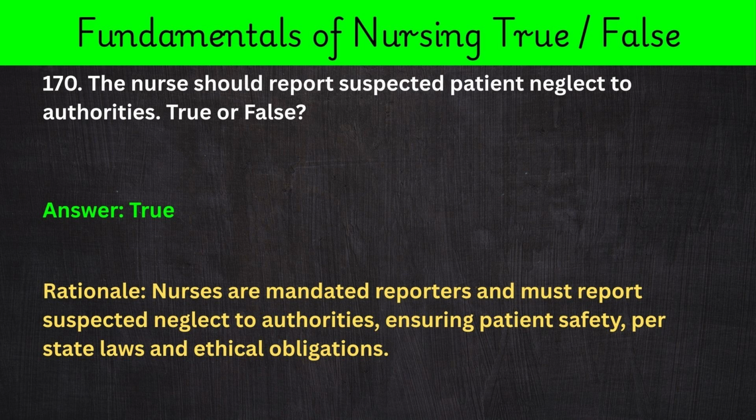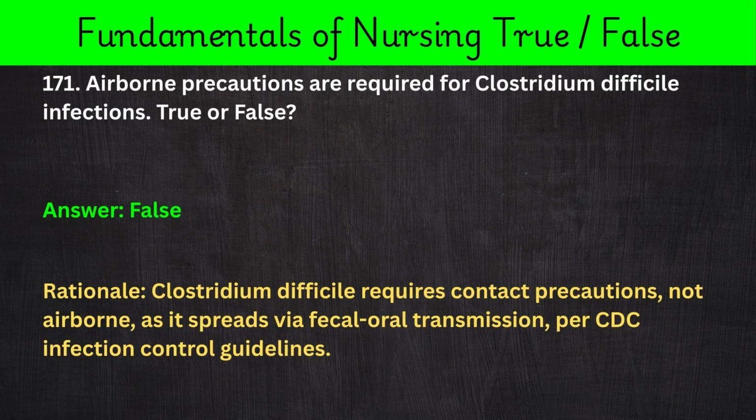170. The nurse should report suspected patient neglect to authorities. True or false? Answer: true. Rationale: nurses are mandated reporters and must report suspected neglect to authorities, ensuring patient safety, per state laws and ethical obligations.